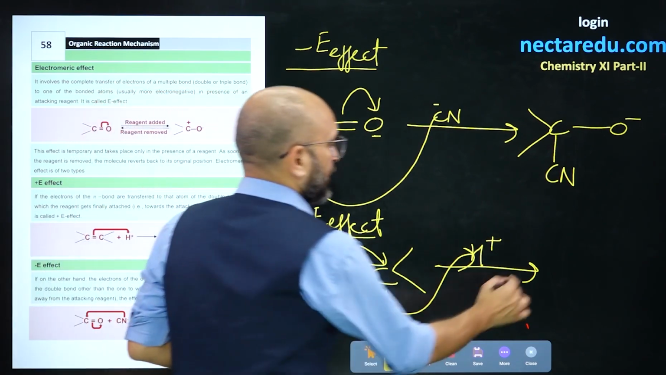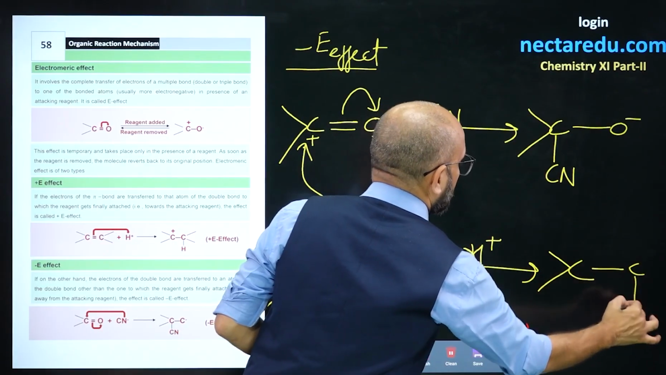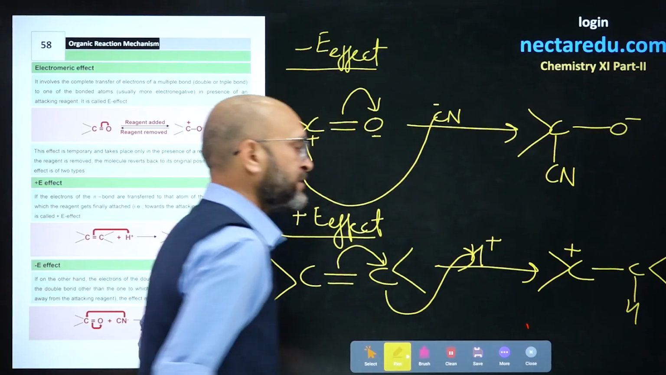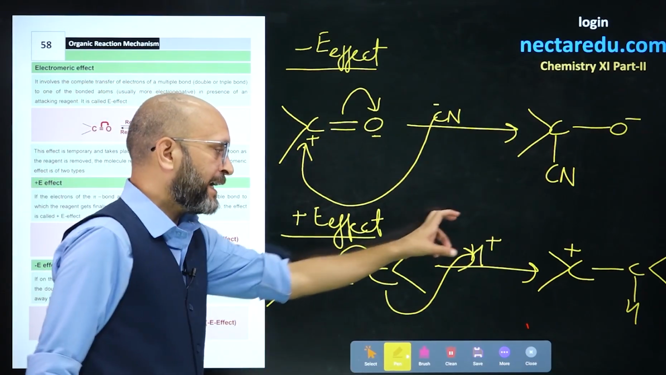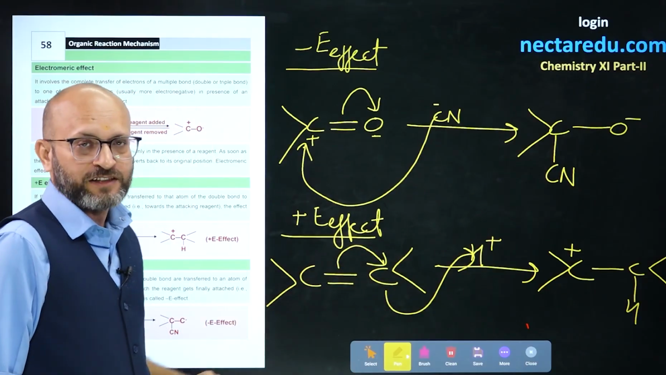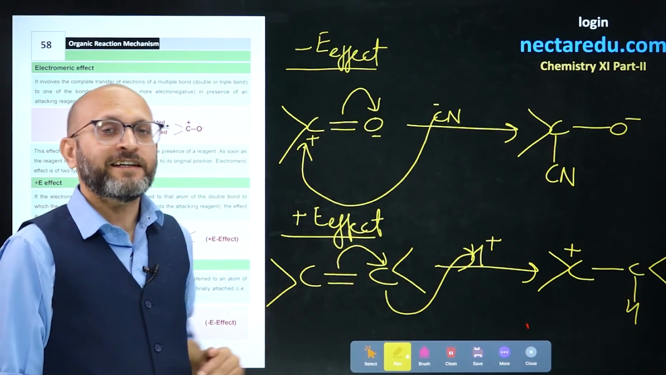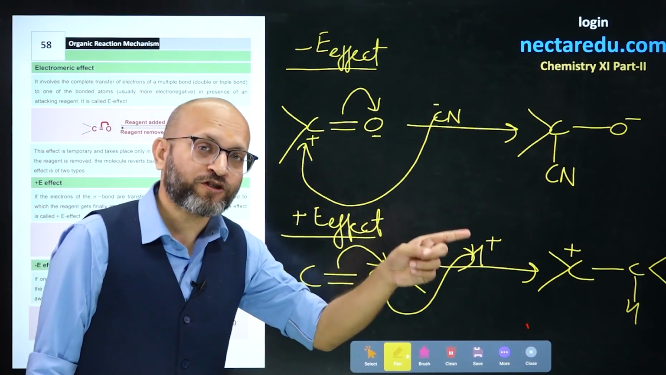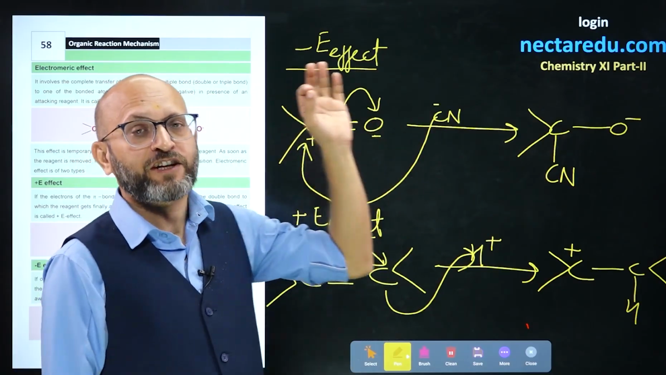So that is what we get. We get something like this. H is attached to this carbon, and we get a plus over here. So electron shifting to carbon and H plus is also getting attached to the same carbon. If the movement of electrons and the attacking reagent is the same, then it is the positive electromeric effect. If the movement of electrons and the attacking reagent is in the opposite direction, it is the negative electromeric effect.